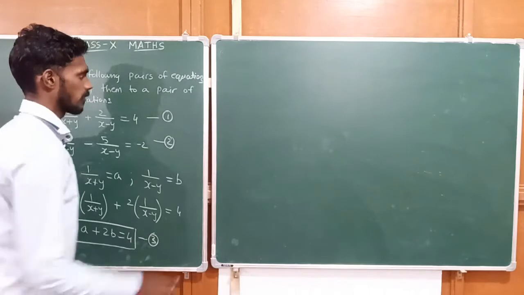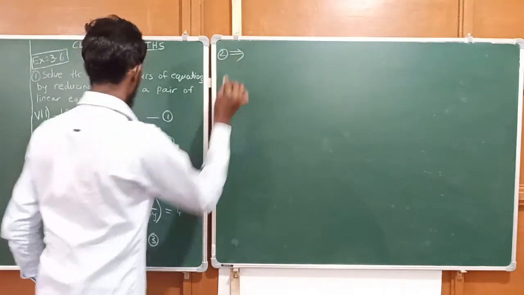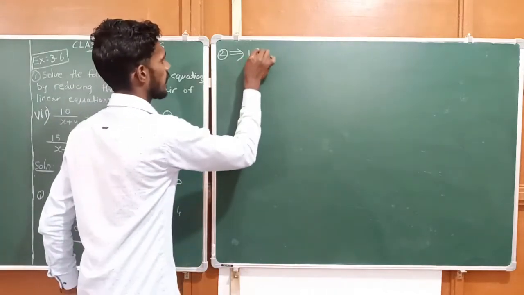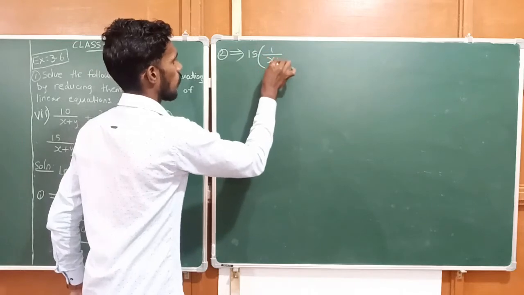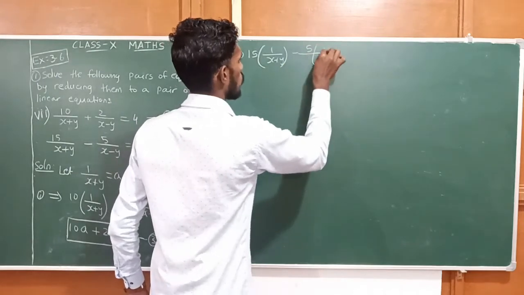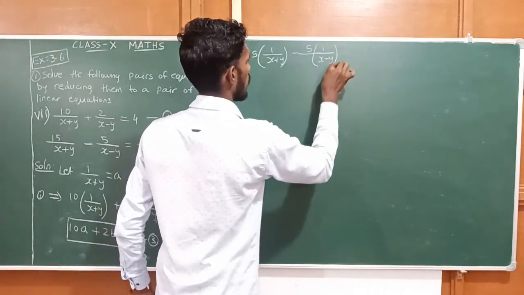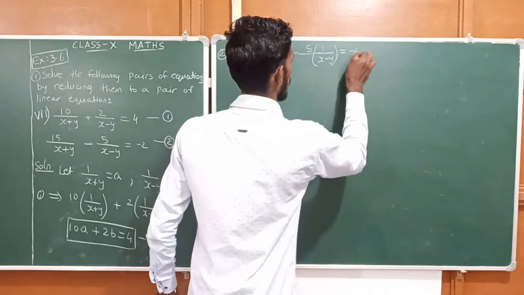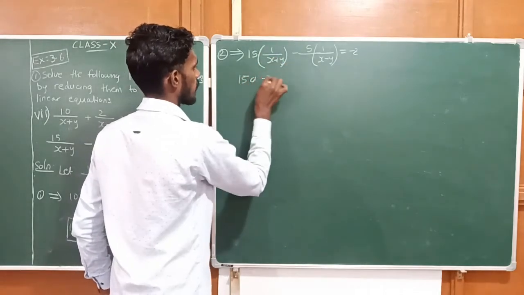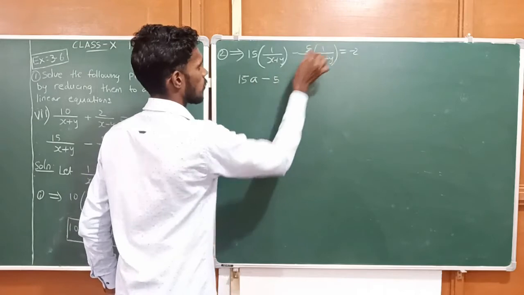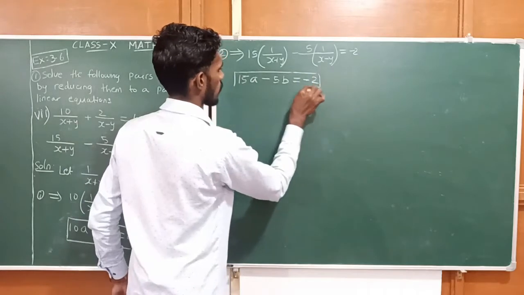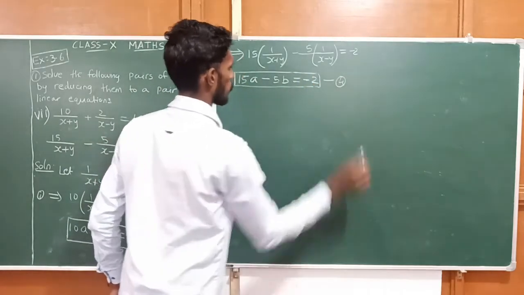Equation number 3. Now, on assuming these values to second equation, it will become, first write in the form 15 into 1 by x plus y minus 5 into 1 by x minus y is equal to minus 2. Now substitute 15 into a minus 5 into b is equal to minus 2. Name this equation as number 4.